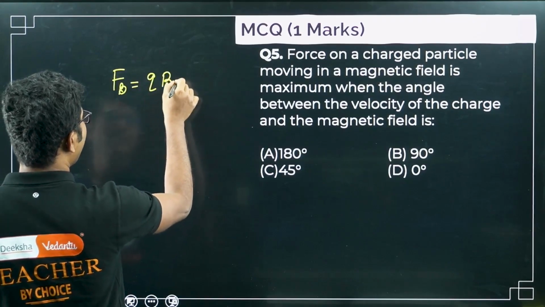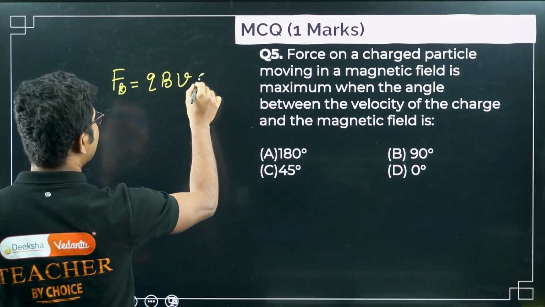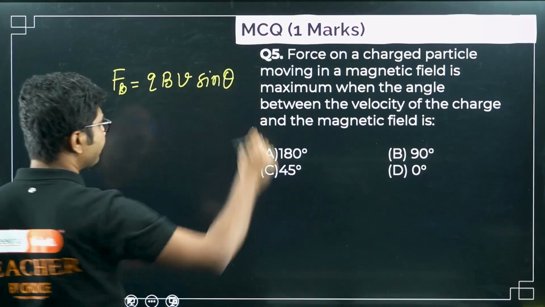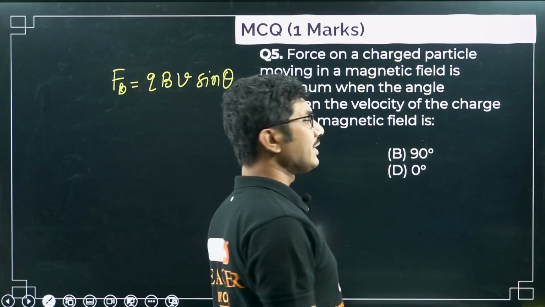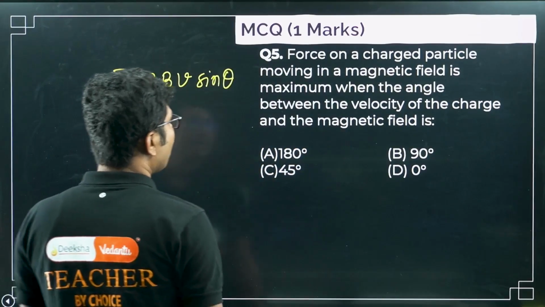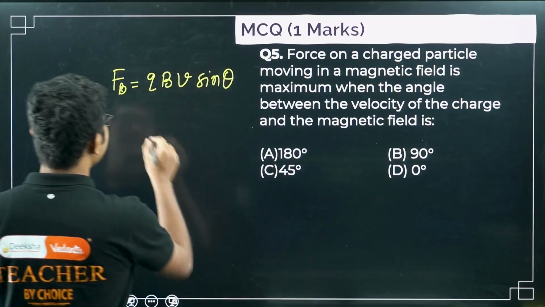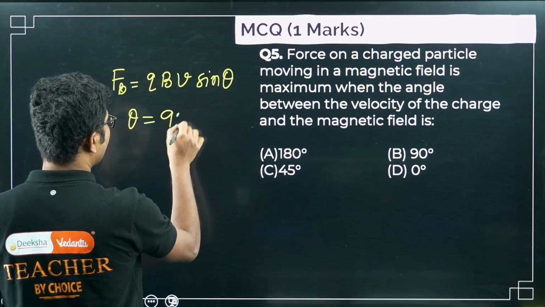Q B V sine theta. Okay, so force is maximum when theta is equal to 90 degrees.